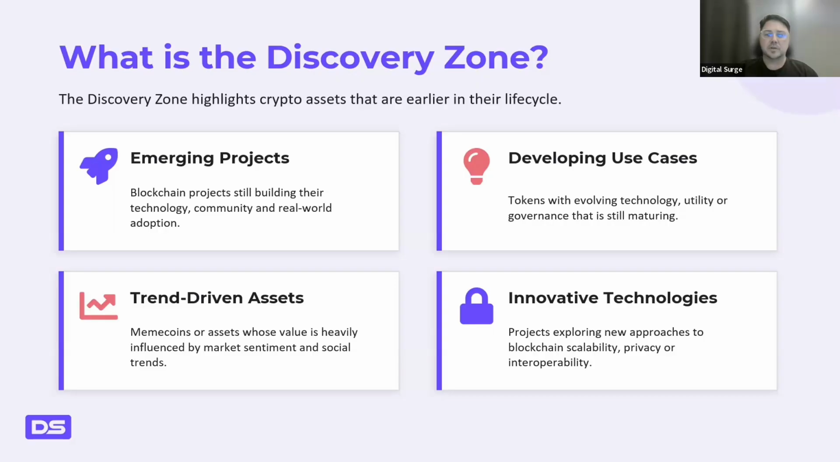These are projects where the technology, utility, or governance model is still maturing. The project might have launched, but the full vision of what it can do is still being built out. Then we have trend-driven assets. This includes things like meme coins, where the value is heavily influenced by market sentiment, social media trends, and community hype rather than underlying technology. These ones can be especially volatile.